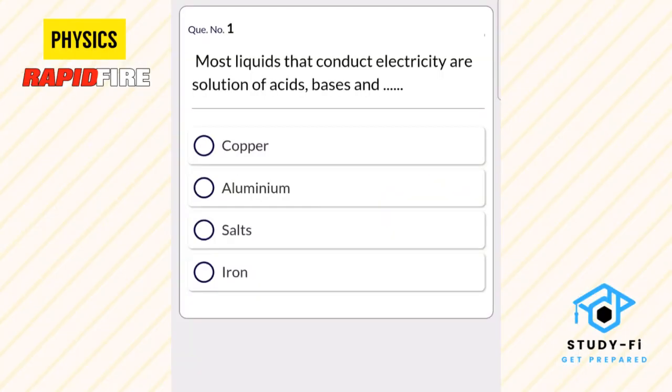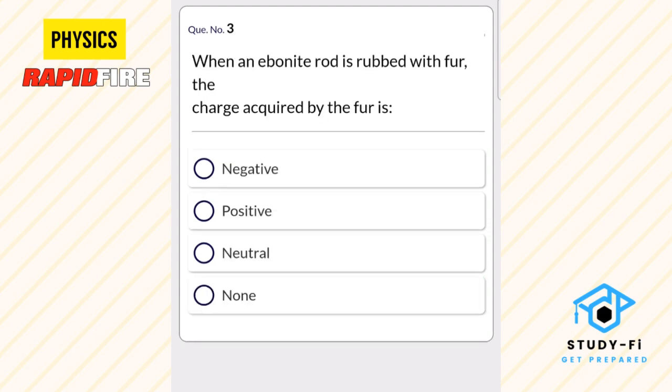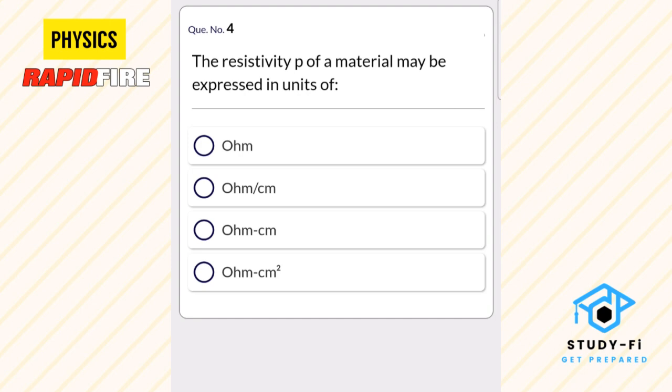Most liquids that conduct electricity are solutions of acid, bases, and salts. The attribute dash specifies the distance between two adjacent cells. Cell spacing. When an ebonite rod is rubbed with fur, the charge acquired by the fur is positive. The resistivity ρ of a material may be expressed in units of ohm centimeter.